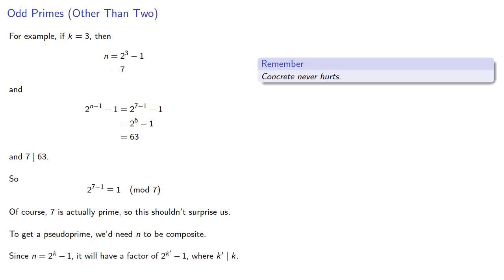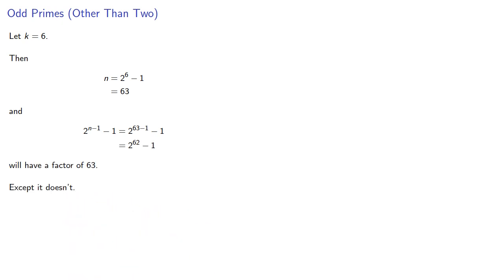Now, since n equals 2 to the k minus 1, it will have a factor of 2 to the power k prime minus 1, where k prime divides k. So let's consider composite values of k. Let k equal 6, then n is 63, and 2 to the n minus 1 should have a factor of 63, except it doesn't.